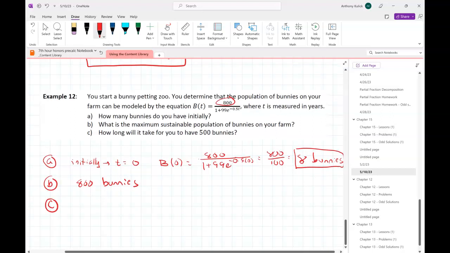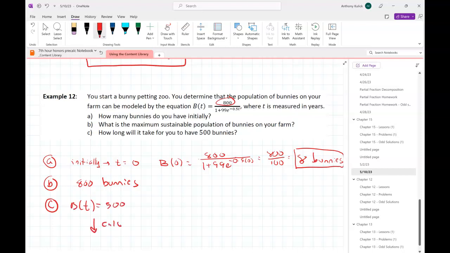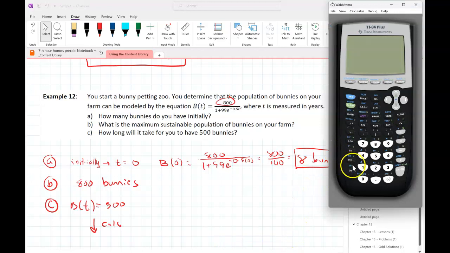Part C says, how long will it take for you to have 500 bunnies? Oh, that's a B. So I'm just going to solve this. Let's do this on the calculator, and then we'll take a pause and do it by hand algebraically also. Sound okay with you guys?